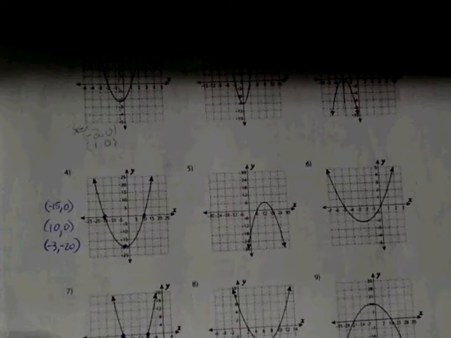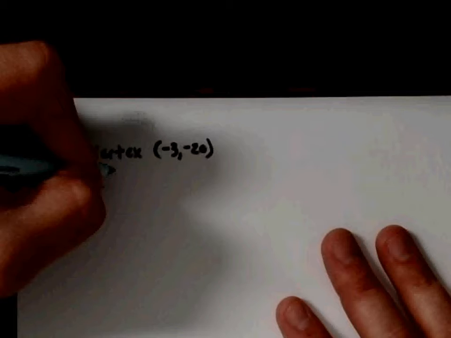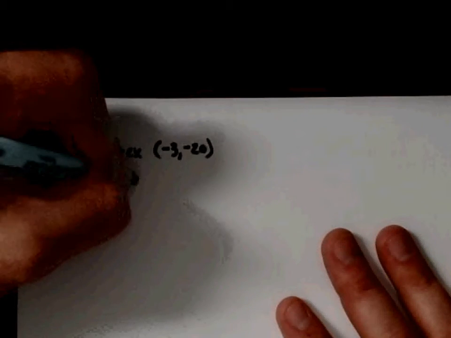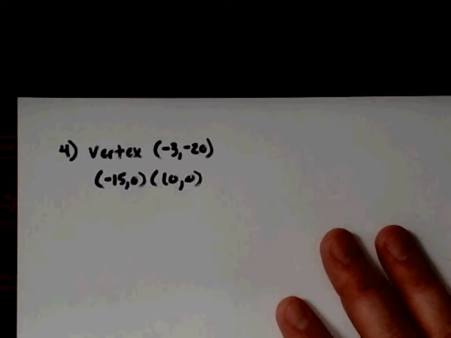All right, so let's solve it. So do work, as you young folks say. This is number 4. Okay? And so the vertex is going to be negative 3, negative 20. And the x-intercepts are going to be negative 15, 0, and 10, 0. All right? Max or min? Min. Minimum?